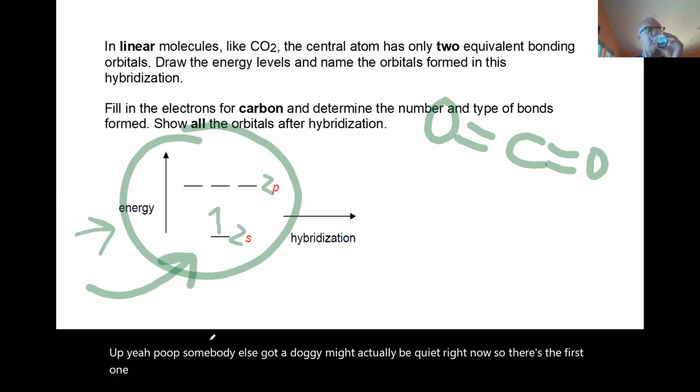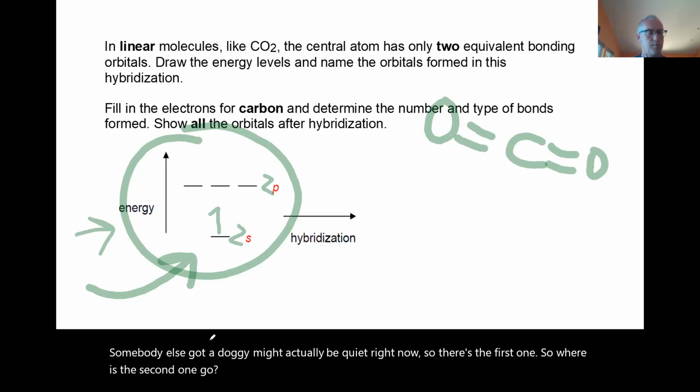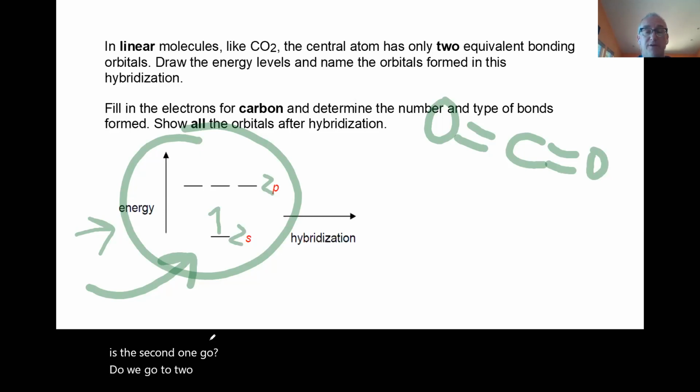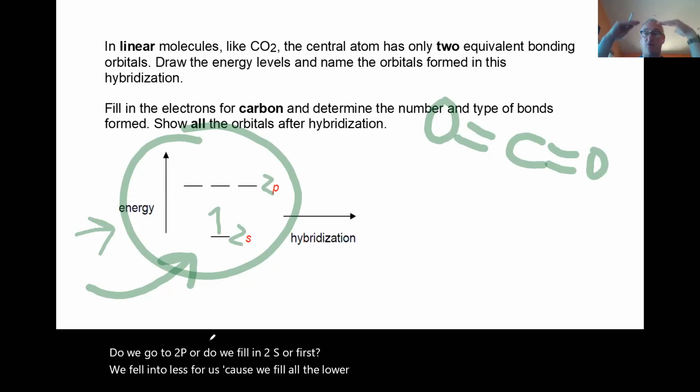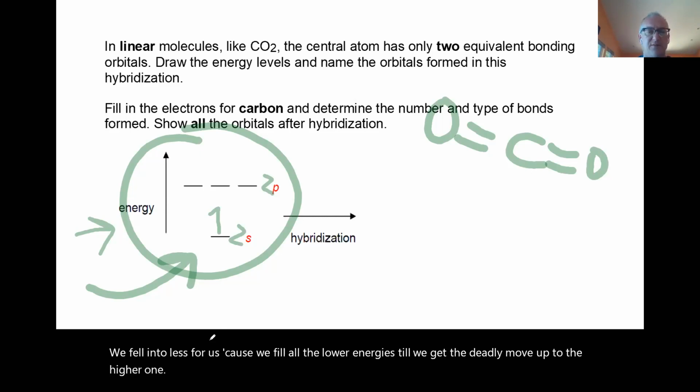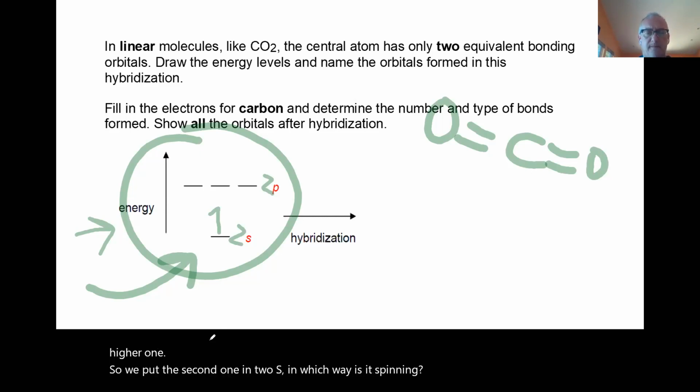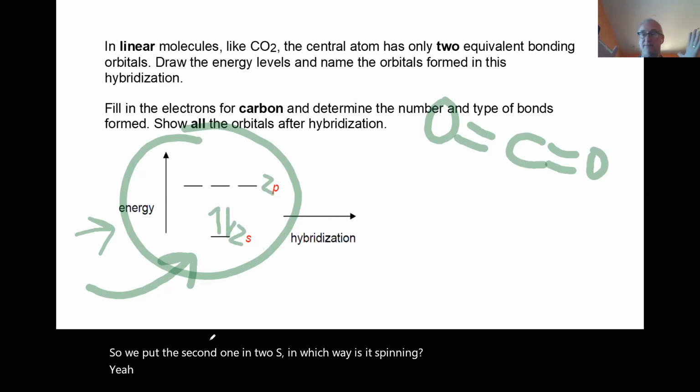So where's the second one go? To 2p? Do we go to 2p or do we fill in 2s first? 2s first. We fill in 2s first because we fill all the lower energies until we move up to the higher one. So we put the second one in 2s, and which way is it spinning? Down. So now 2s is completely filled because every orbital can have a maximum of 2.